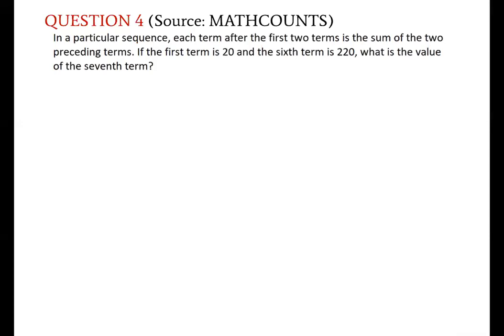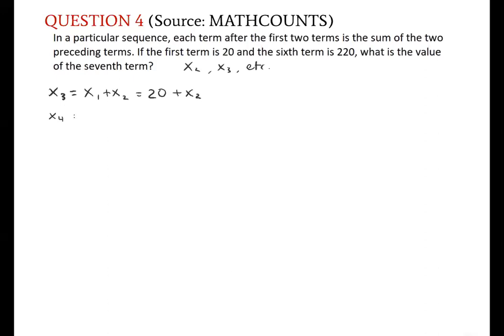Okay, question 4. If the first term is 20, the sixth term is 220, what is the value of the seventh term? So we're going to call the second term x2, third term will be x3, and etc. So the third term, x3, will be equal to the sum of the 2 preceding terms, so x1 plus x2. And we know that x1 is 20, but we don't know what x2 is, and that's okay.